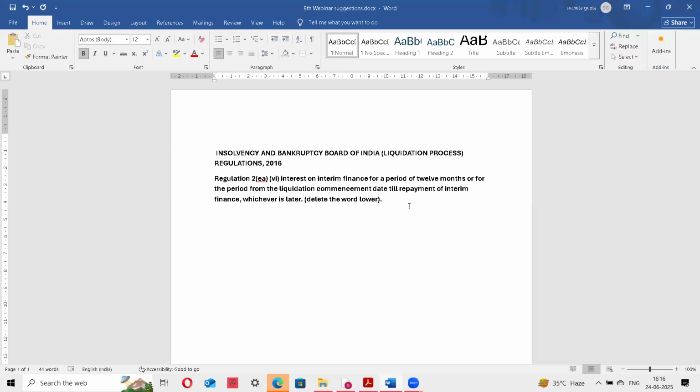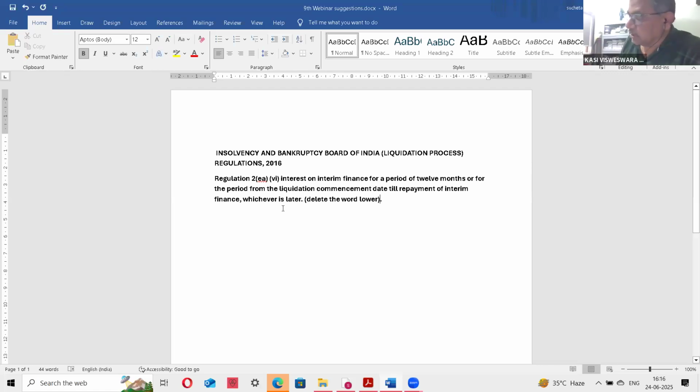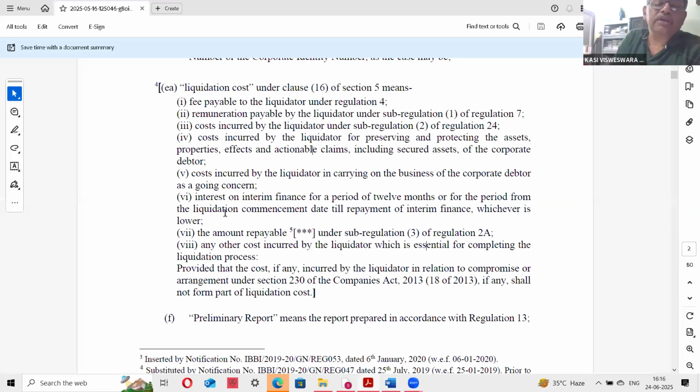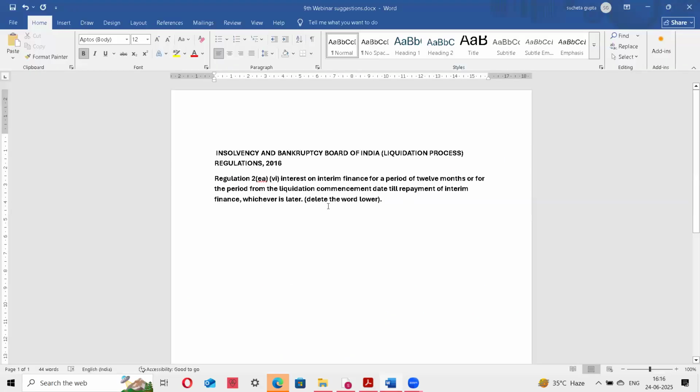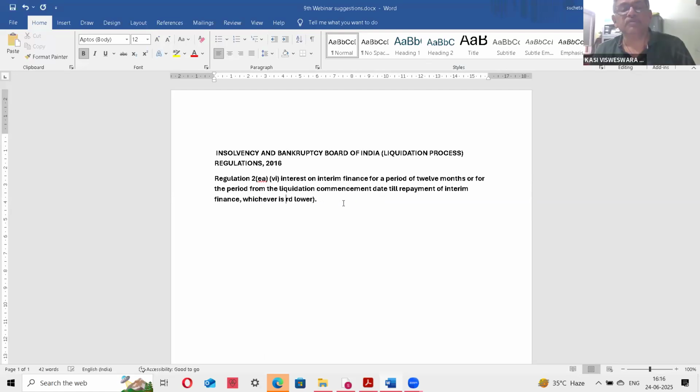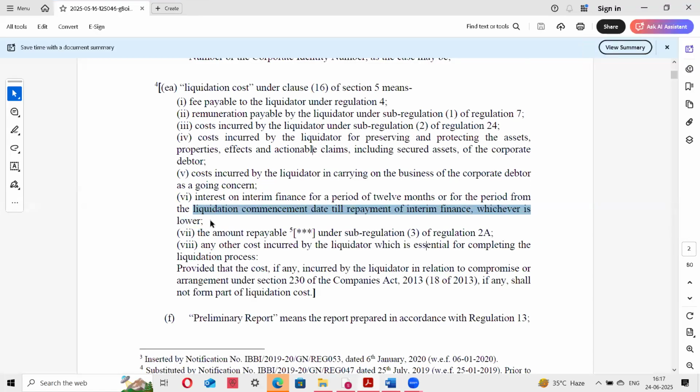Madam, whichever is lower, they have written, is in the sense of amount, and we are talking in terms of period. So it should be period. Whichever is lower is correct, but what do you want to add here? Liquidation till repayment of the interest, whichever is higher, I think. Whichever is later. Later is period, sir; lower and higher is amount. In the original, whichever is lower means the lowest of the amounts of the two. Sir, why not remove the debate about period?